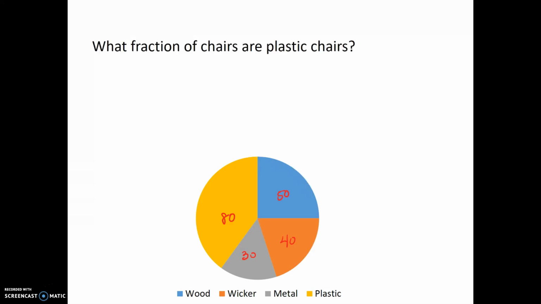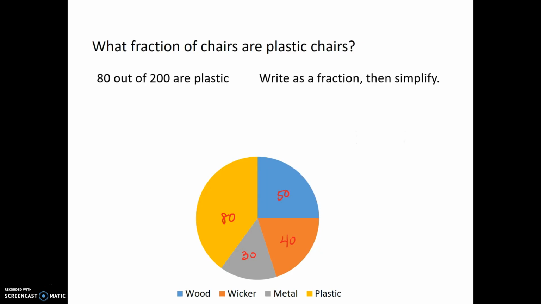Okay, now we want to know what fraction of chairs are plastic chairs. And we know that we have 80 plastic chairs and we have 200 total chairs. So plastic chairs are 80 out of 200. Let's write that as a fraction. Remember, my fraction bar means out of. And so we have 80 over 200, which when simplified equals 2/5.